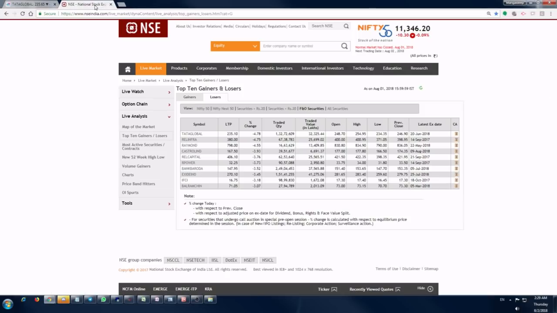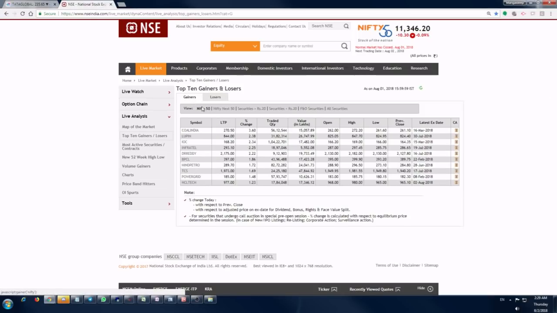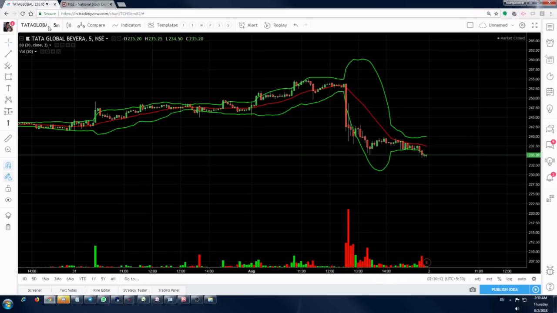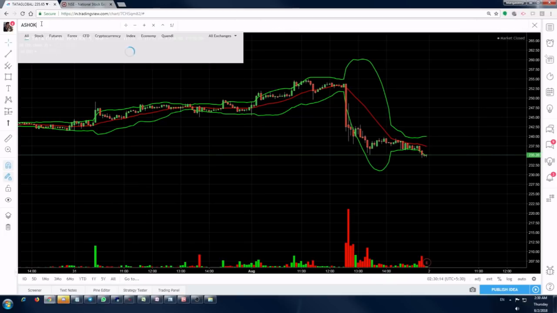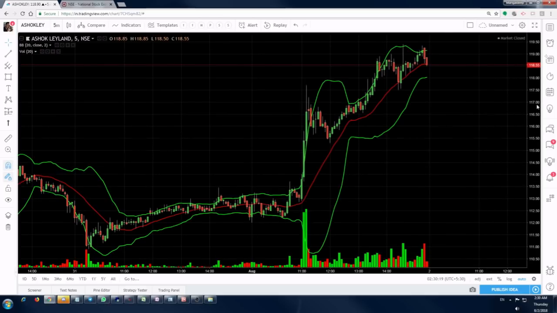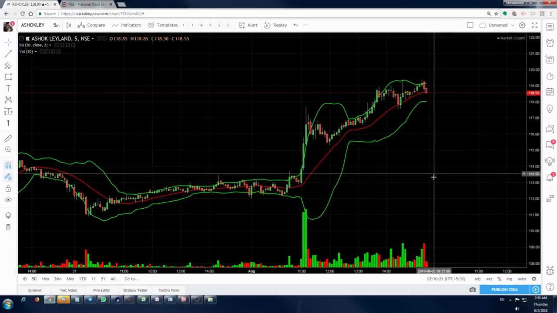So let's take the help of the high gainers from the FNO securities. We have Ashok Leyland, Bata India. Let's take Ashok Leyland. Okay, so this is how the Bollinger Band looks like.